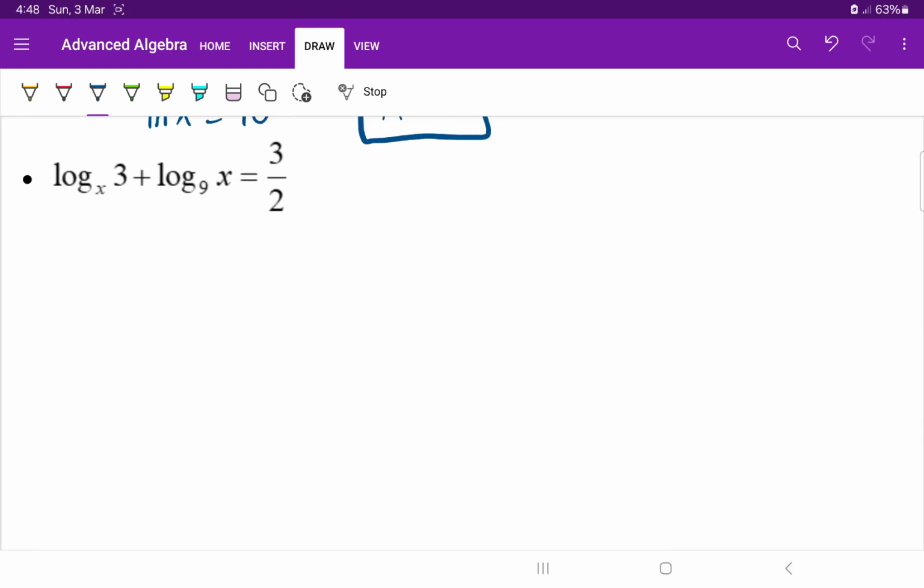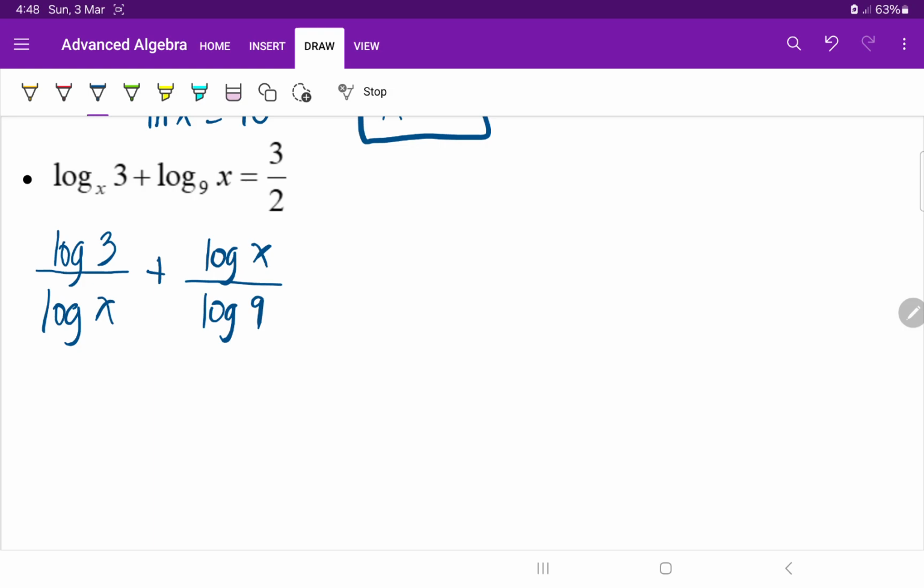Next item. So this time, the x na gusto nating hanapin ay nasa base. Okay? So how do we do this? Let's try the change of base formula. Okay, so this is log of 3 divided by log of x, plus log of x divided by log of 9 is equal to 3 halves.